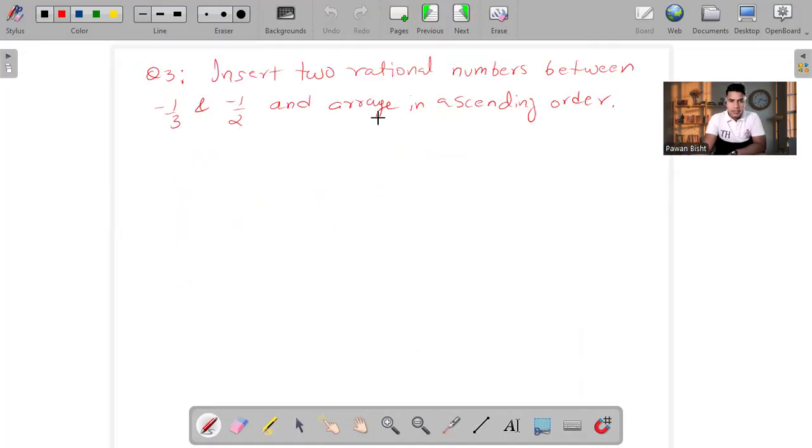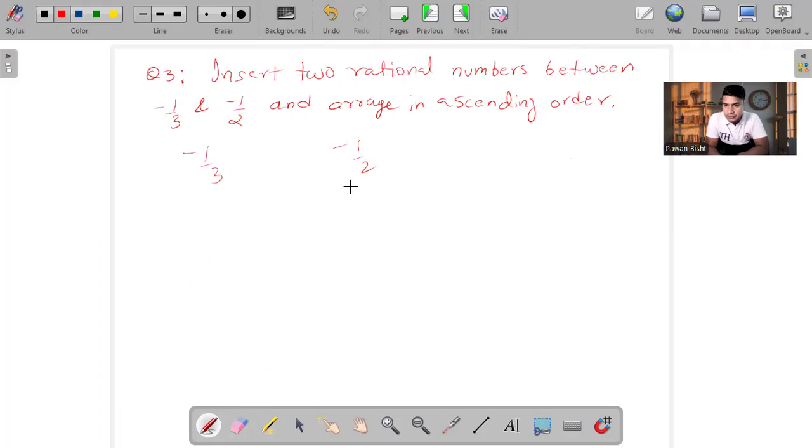Next, insert two rational numbers between minus 1 upon 3 and minus 1 upon 2 and arrange in ascending order. Now you need to understand that in negatives, the number which is greater is smaller, which means minus 3 is smaller than minus 2. Minus 4 is smaller than minus 3, right? You need to understand this, okay? Now, minus 1 upon 3 and minus 1 upon 2. You have to insert two numbers.